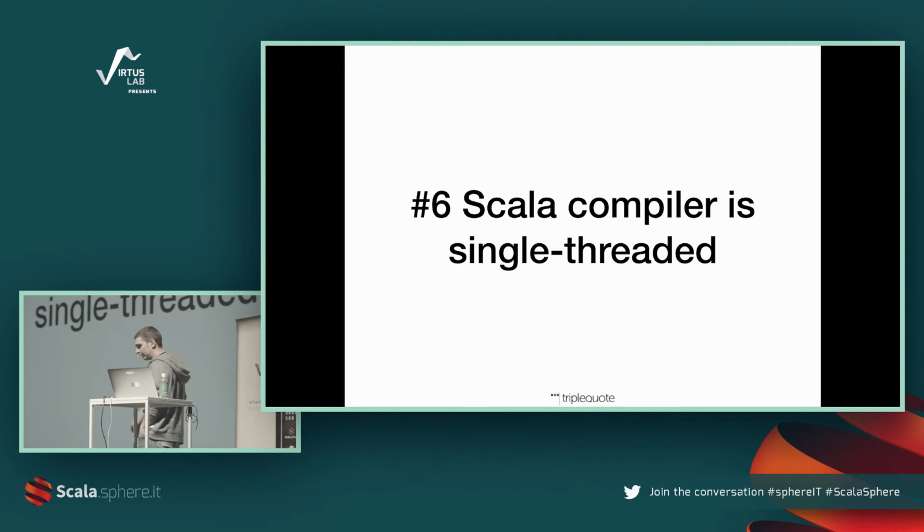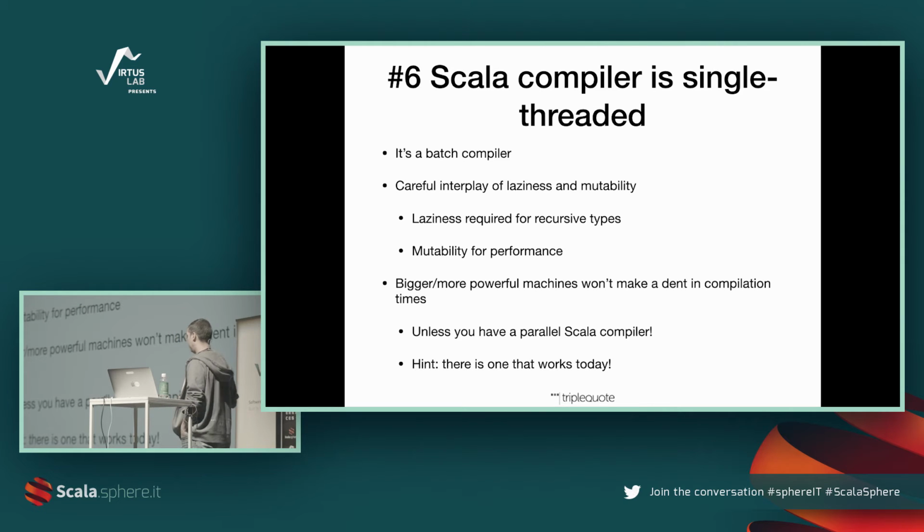And the number six, I said only five, but I have a bonus one, is that the Scala compiler is single-threaded. So this may be surprising in a certain way, because we live in the age of multi-core computers, but there are good reasons. So first of all, Scala was designed 15 years ago. It's a batch compiler, so it starts with a very simple model of reading sources, applying phase after phase, parsing, type checking, lowering all sorts of encodings, and generating code.